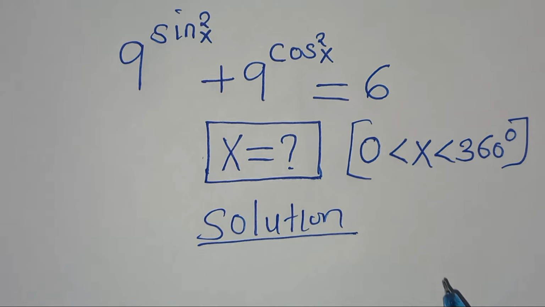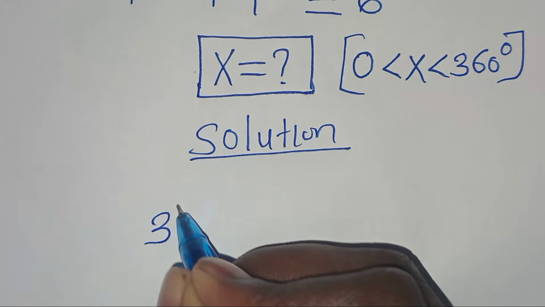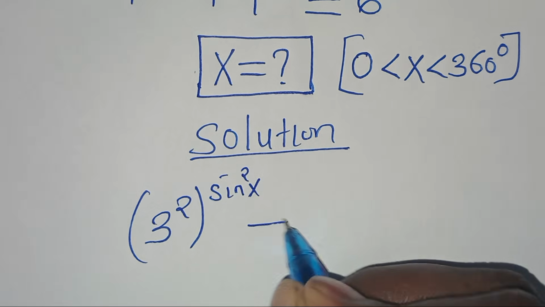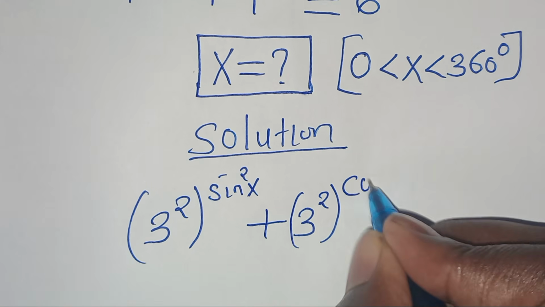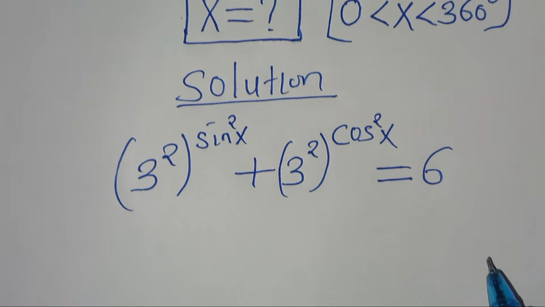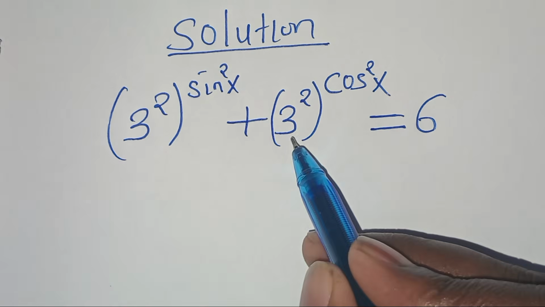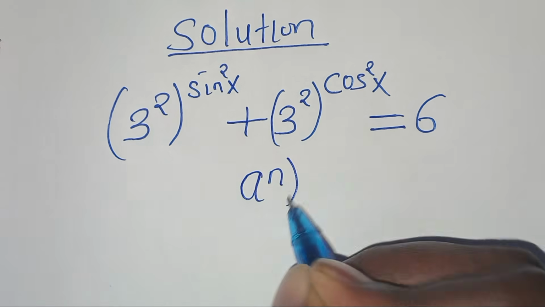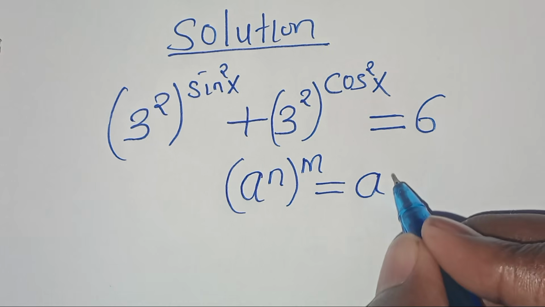Now we can express 9 raised to the power of sine squared x as 3 raised to the power of 2, then raised to the power of sine squared x, plus 3 to the power of 2 raised to the power of cos squared x. This is equal to 6. Now the next step is that 3 to the power of 2 raised to the power of sine squared x and 3 to the power of 2 raised to the power of cos squared x are in the form of a to the power of n raised to the power of m, which can be expressed as a to the power of n times m.